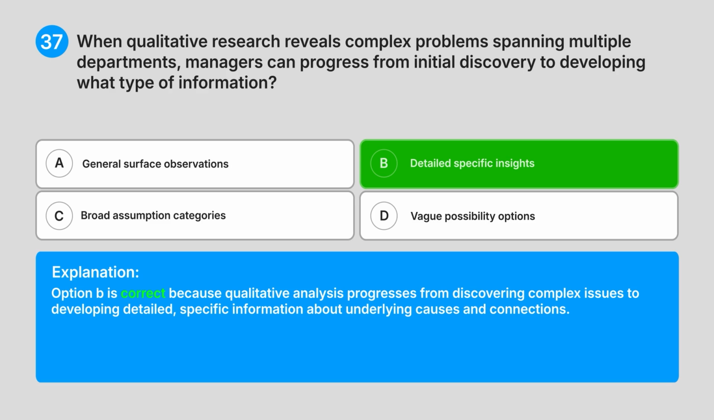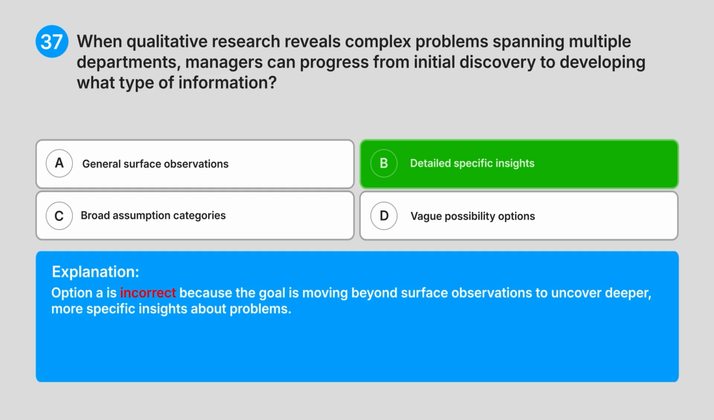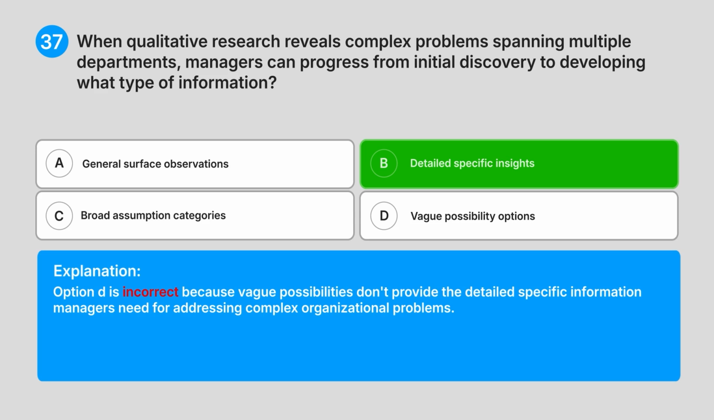Explanation. Option B is correct because qualitative analysis progresses from discovering complex issues to developing detailed specific information about underlying causes and connections. Option A is incorrect because the goal is moving beyond surface observations to uncover deeper, more specific insights about problems. Option C is incorrect because broad assumptions lack the specificity that qualitative research aims to develop through detailed investigation methods. Option D is incorrect because vague possibilities don't provide the detailed specific information managers need for addressing complex organizational problems.